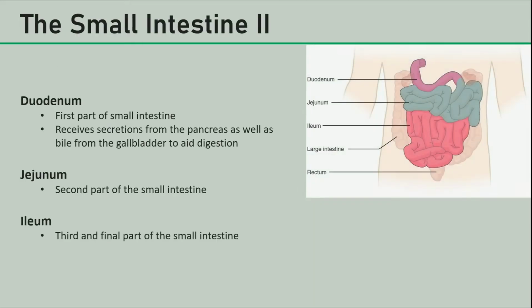So let's break it down. So we have the small intestine. We have the duodenum, which is the first part, followed by the jejunum, and then finally the ileum. Now the duodenum is the first 10 to 15 centimetres or so of intestine, and it's C-shaped. So the stomach is sitting here. This is the end of the stomach, so this is where we would find the pylorus, and then this C-shaped intestine here is the duodenum.